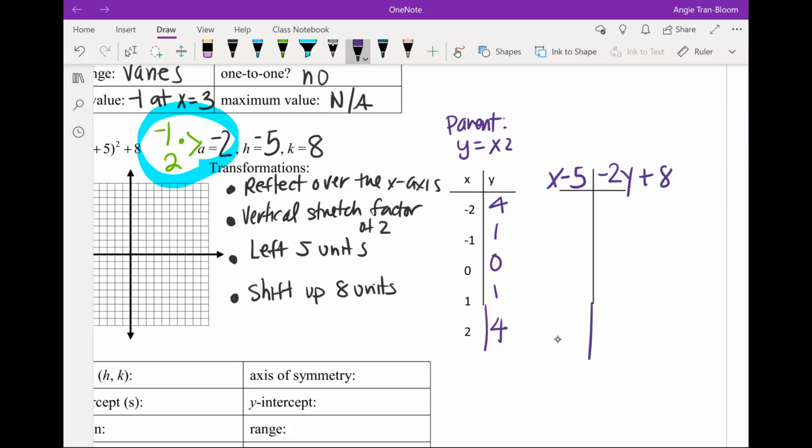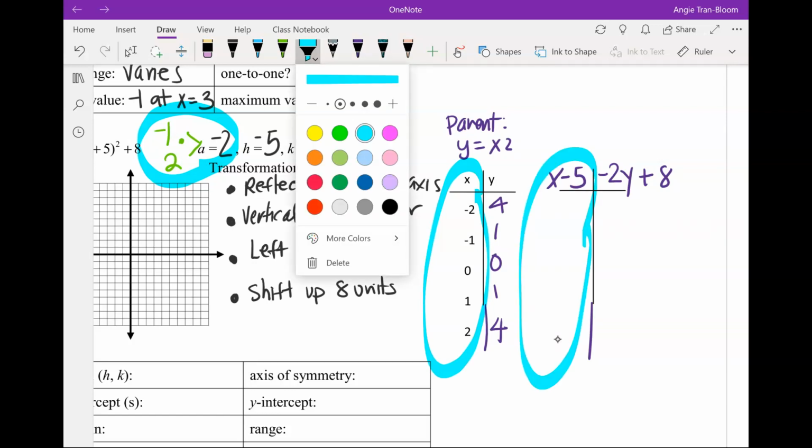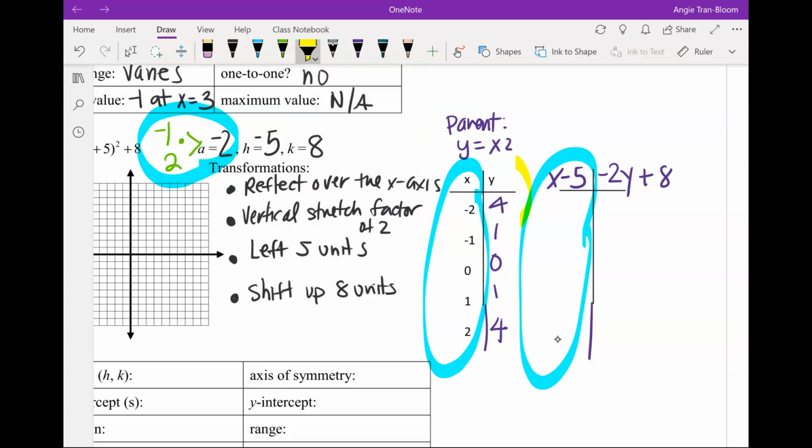Okay, similarly to before, I want you to take all the x-axis values from the parent and transform. Take all the parent function values of the y's and transform. Then I'm going to call on you to give me all of those. I'm looking for all 5 x's at once. I'm looking for all 5 y values at once. Go.